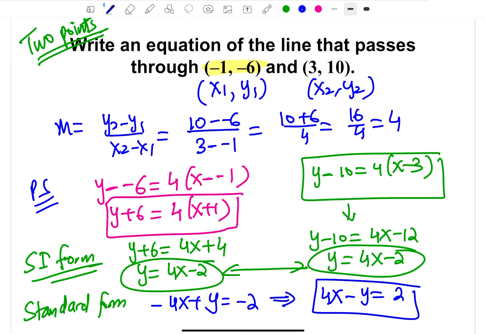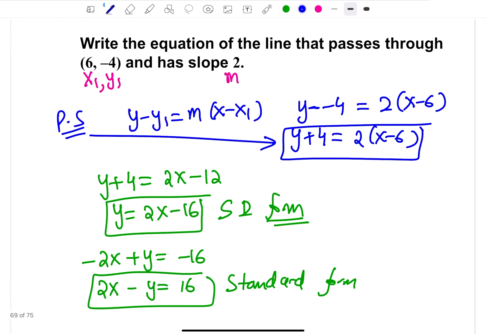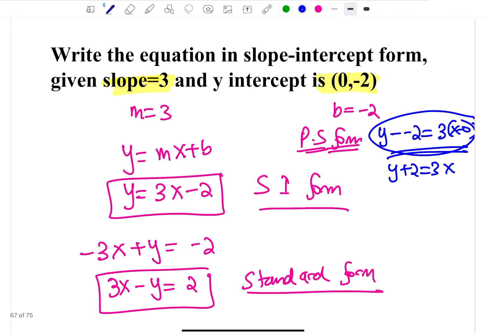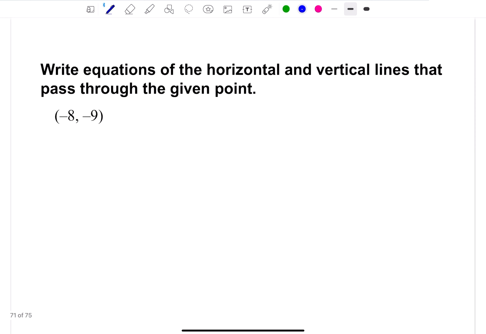So we saw an example of writing the equation of a line when we were given 2 points, when we were given a slope and a point on the line, and how to write the equation of a line when we were given a graph and when we were given slope and y-intercept. Next, we will talk about how to write the equation of a line when we're given a point. We want to write the equation of a horizontal line through this point and a vertical line through this point.